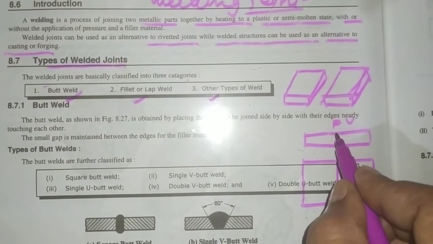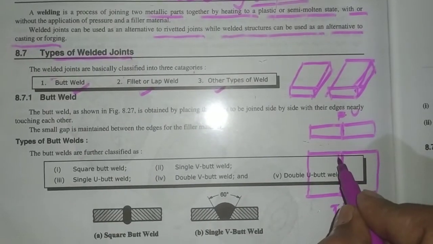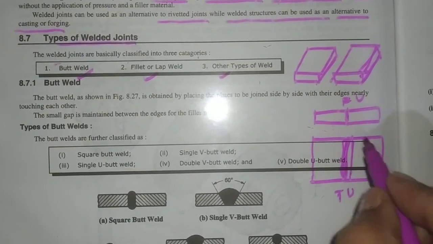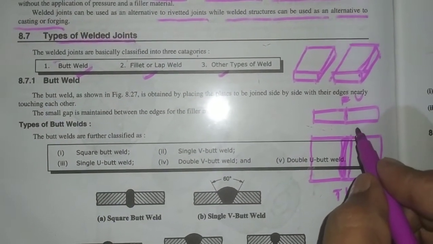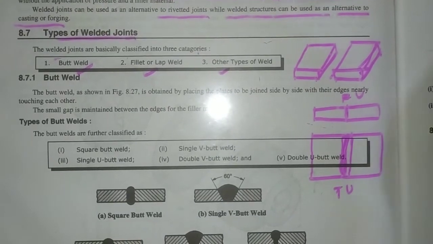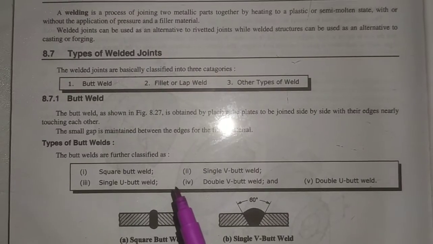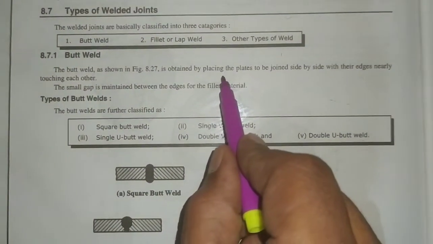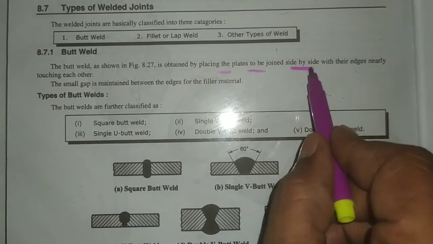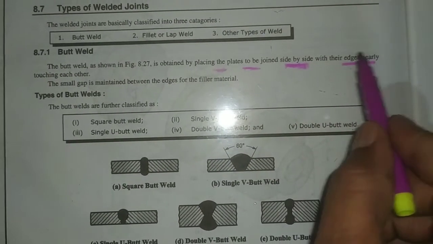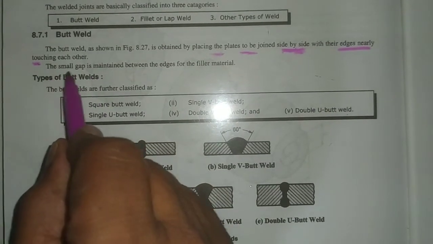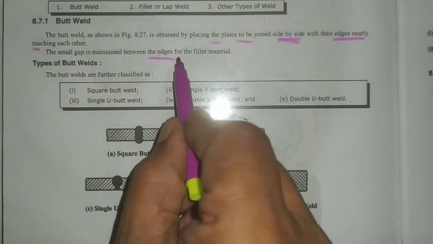Where is the welding? Welding will take place here in this process. Here the welding takes place. Whatever the type of welding will be described here. This figure is most important to understand the butt weld. Now in the butt weld, how the plates are placed: placing the plates to be joined side by side. We have seen the side with their edges nearly touching each other. Their edges, they are touching with each other. The small gap is maintained between the edges.